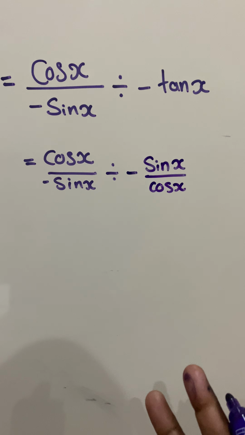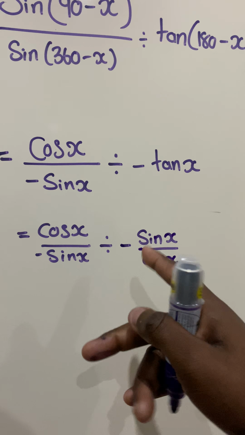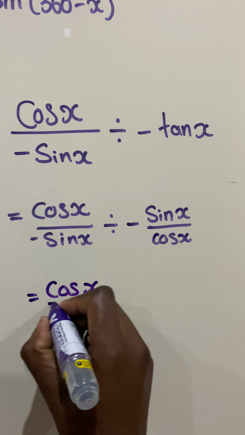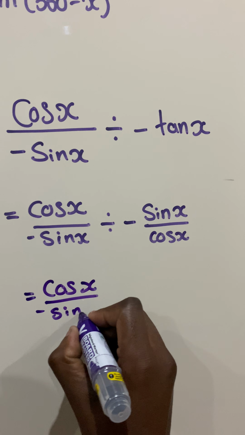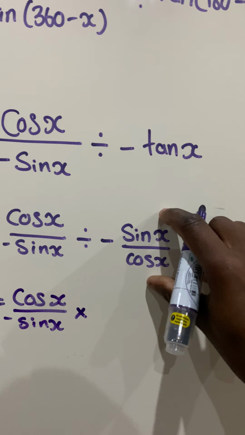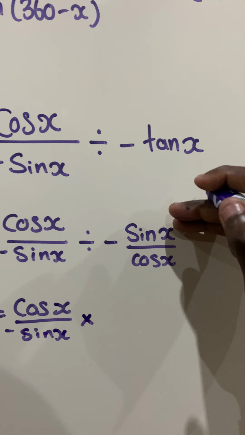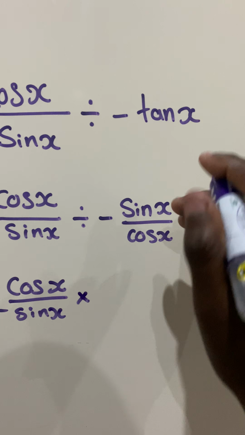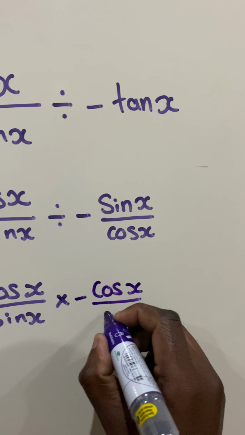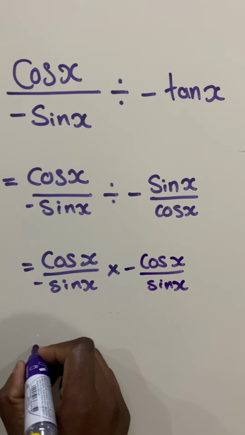Now we have to simplify further. What do you notice? You notice this is a division sign. So whenever you have a division sign, you must flip it and make it a multiplication sign. Cos x over negative sin x multiply. But the moment you change this into multiply, this fraction will also flip upside down, meaning whatever was on the top will be in the denominator, and whatever was in the denominator will be at the top. So here we're going to have cos x over sin x. I hope I'm making sense so far.